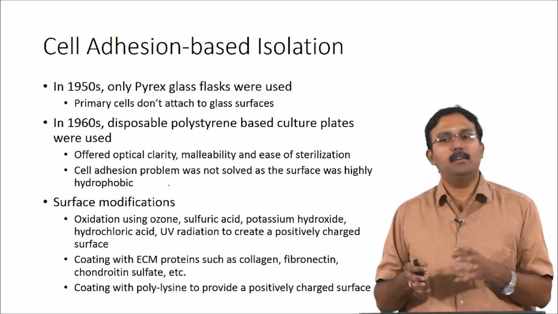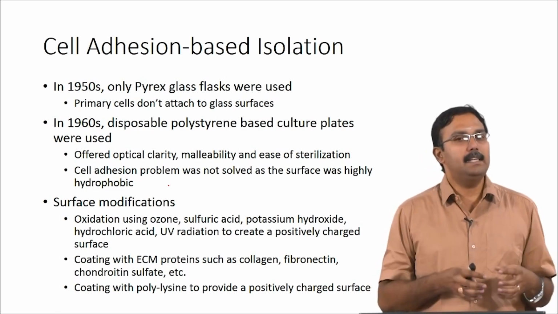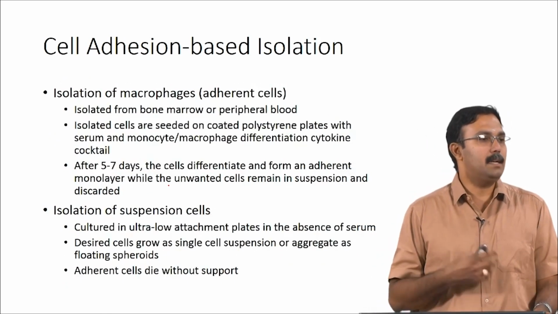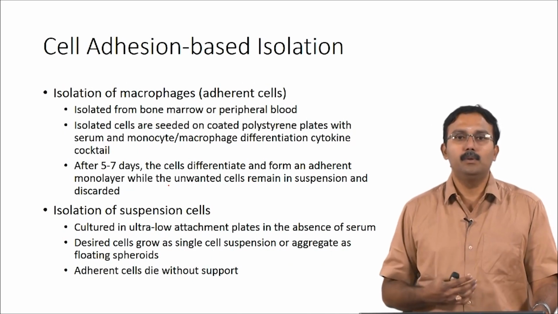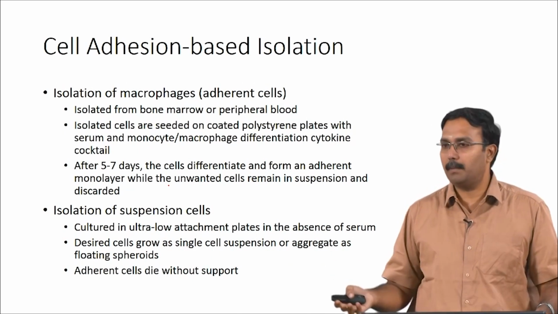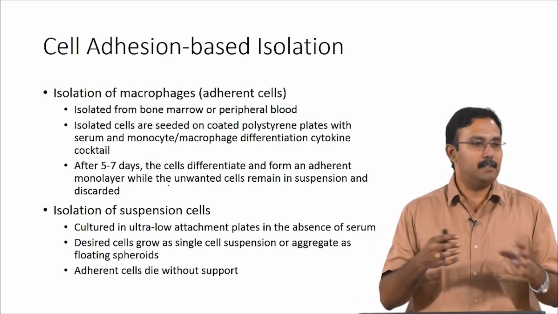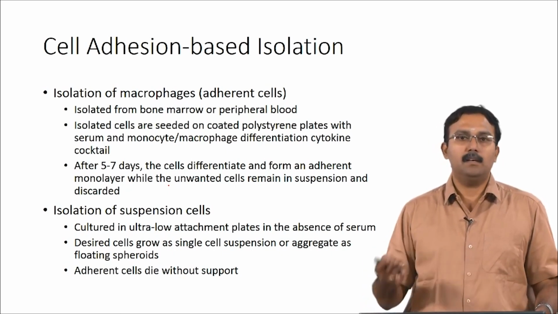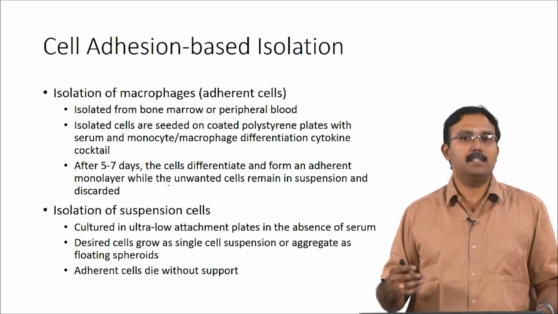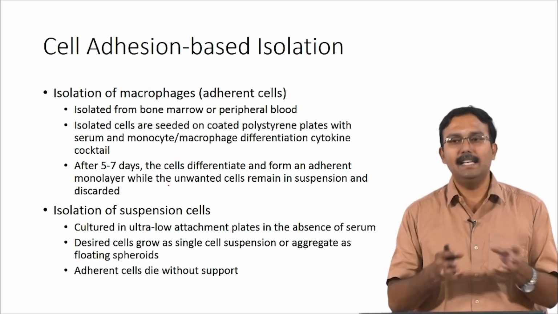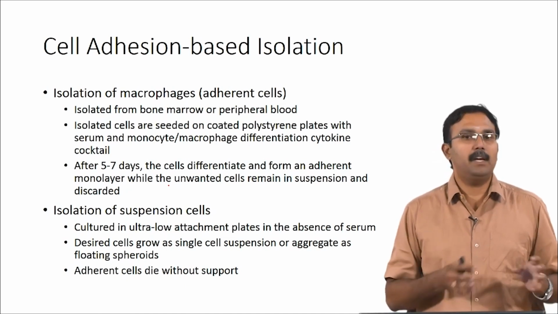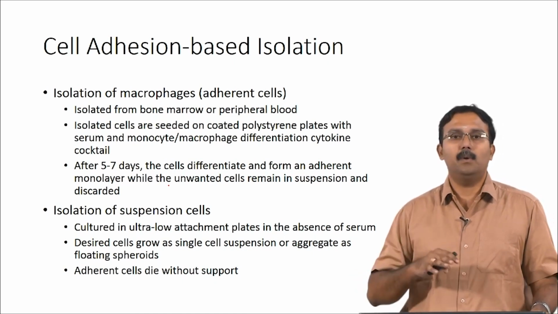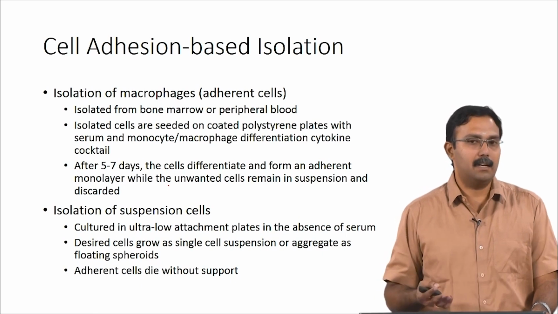Now that people have evolved the cell culture techniques itself, the adhesion based isolation could also be evolved. For example, if you want to isolate macrophages, which are adherent cells, what you do is you take either bone marrow or peripheral blood, and the mixture of cells is seeded on these polystyrene plates with serum. The monocyte or macrophage differentiation cytokine cocktail is also given, that is the media which is supplied for the cells to grow. After 5 to 7 days, the cells will differentiate and form an adherent monolayer, while the unwanted cells remain in the suspension and are discarded.